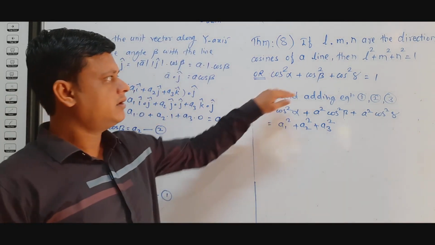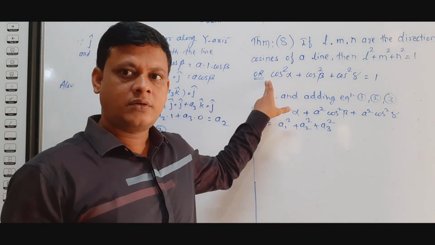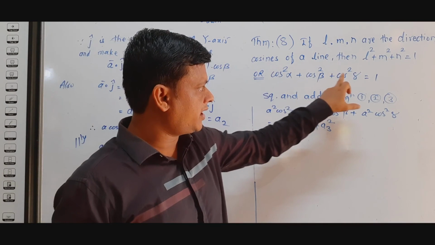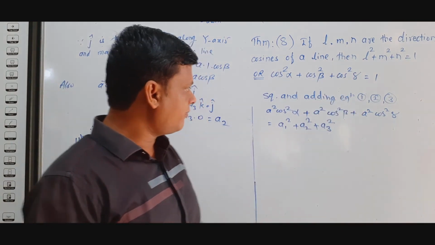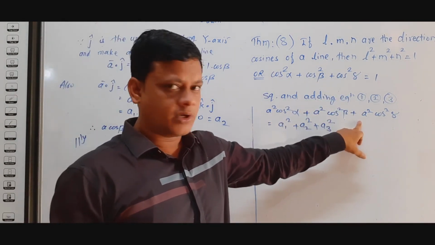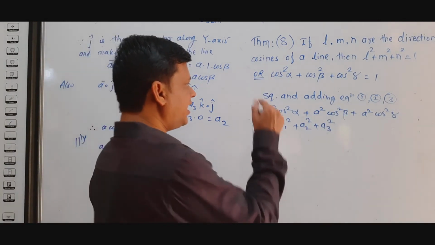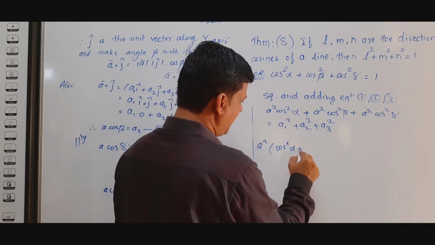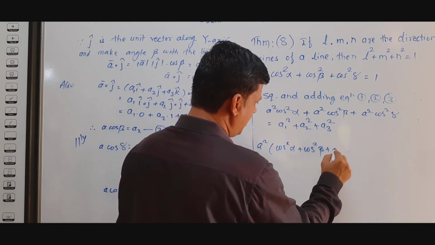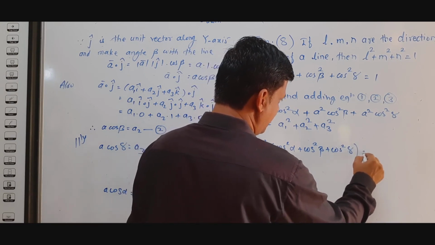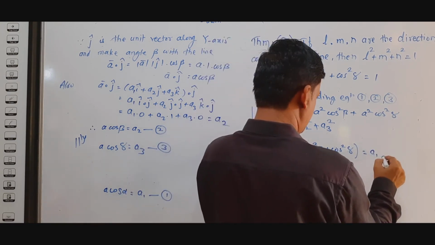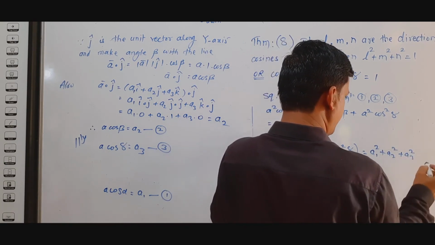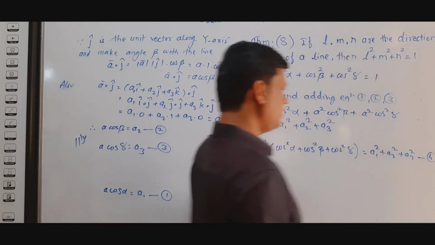Now see the theorem statement. We have to prove cos square alpha plus cos square beta plus cos square gamma equals 1. That means here A square must get cancelled. So we take A square common from the LHS. We write A square in brackets cos square alpha plus cos square beta plus cos square gamma is equal to A1 square plus A2 square plus A3 square. We denote this as equation number 4.